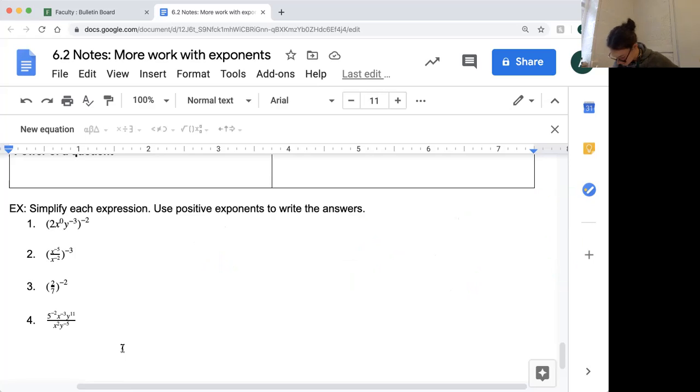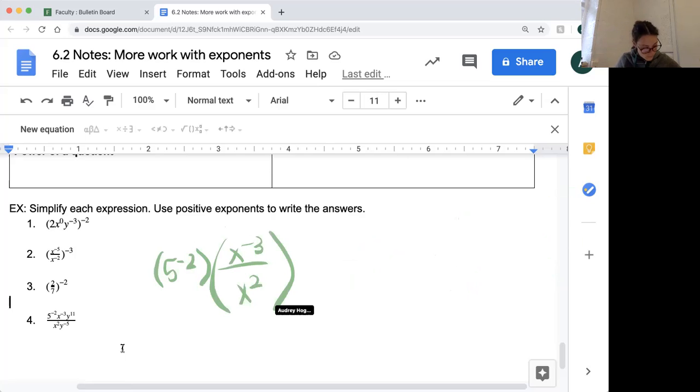And now D, final answer. I have 5 to the negative 2, x to the negative 3, y to the 11th over x squared, y to the negative 5th. So I'm going to do my little column strategy, right? So I'm going to think of my numbers first. 5 to the negative 2 is the only number I have. Then I'm going to think of my x's. So I have x to the negative 3 over x squared. And then I'm going to do my y's. So I have y to the 11th over y to the negative 5th.